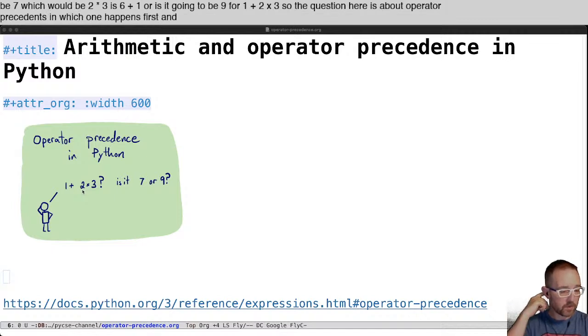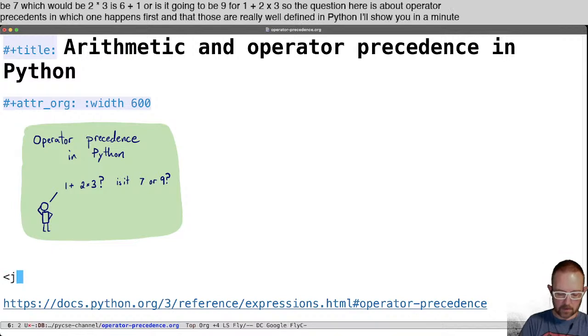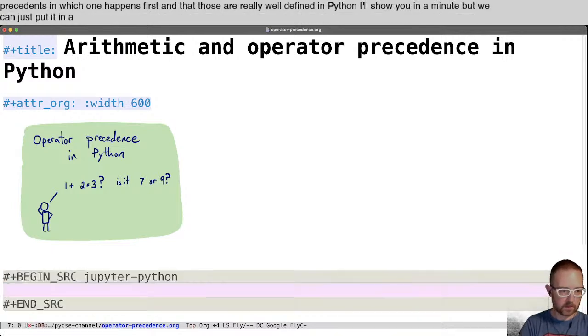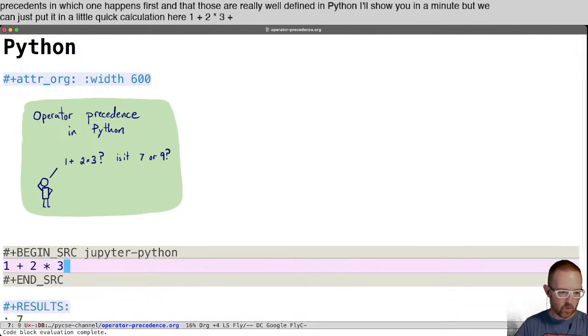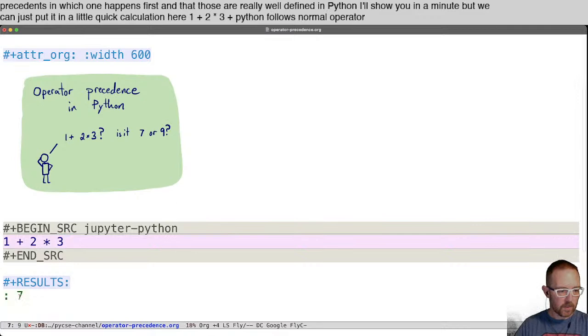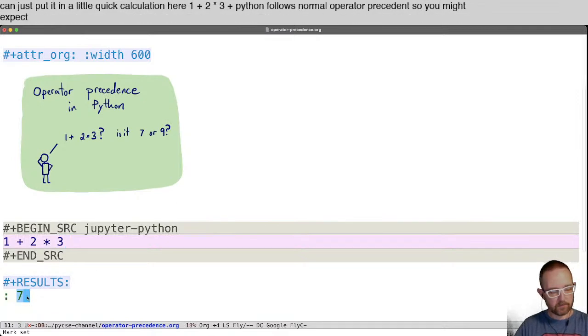Those are really well defined in Python. I'll show you in a minute. But we can just put in a little quick calculation here, 1 plus 2 times 3. Python follows normal operator precedence, so you might expect the answer to be 7.